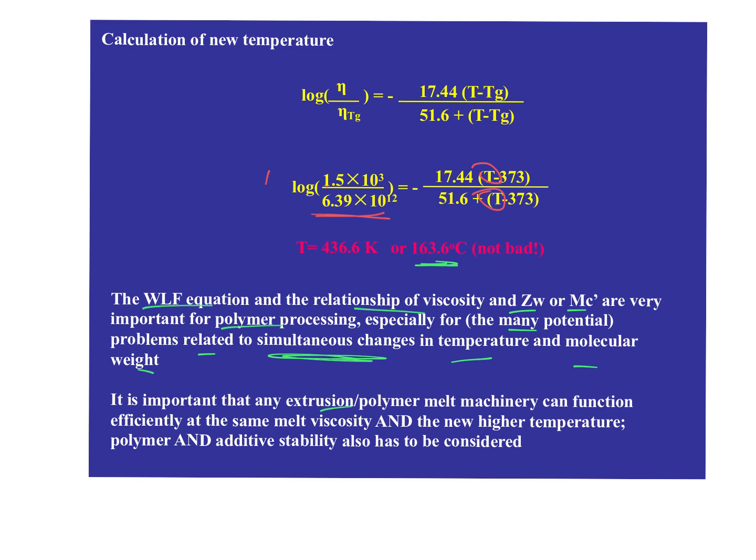Important that any extrusion of polymer melt machinery can function efficiently at the same melt viscosity and the new higher temperature. Polymer and additive stability, which is probably really what you have to worry about, also has to be considered. So, your machinery, 4 degrees centigrade, no big deal for the machinery. 100 degrees centigrade, that's a problem. All right, you don't have a lot of wiggle room with these pieces of machinery, but especially additive stability, that becomes a real issue as well. Any questions about that? Yeah?